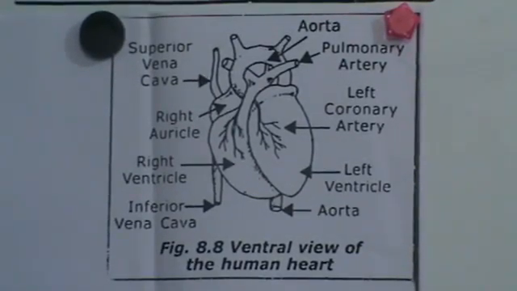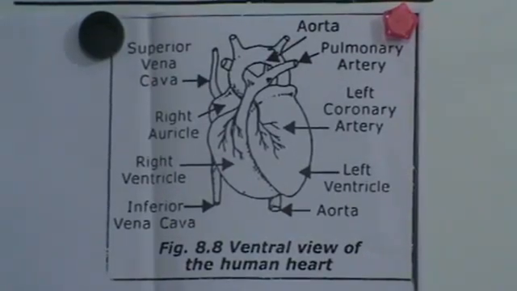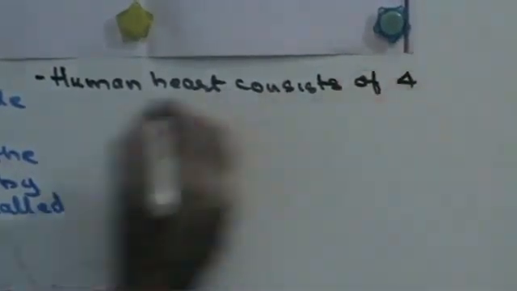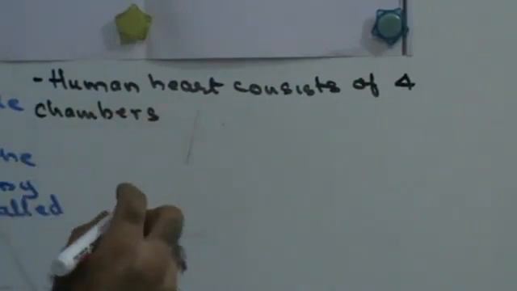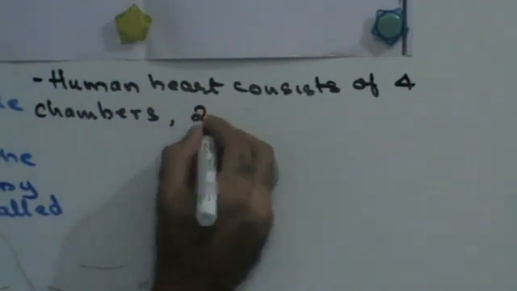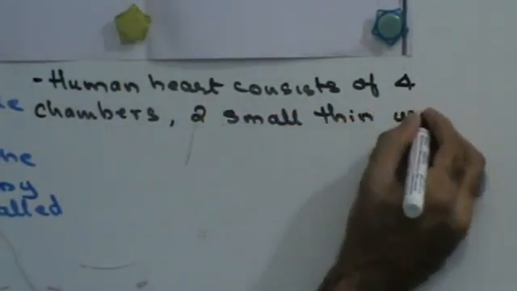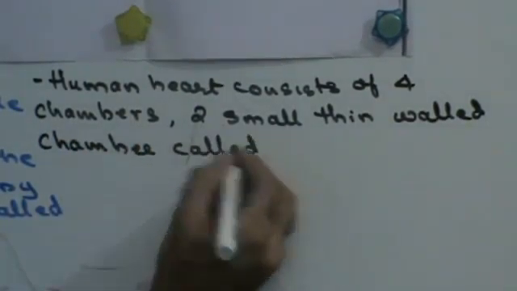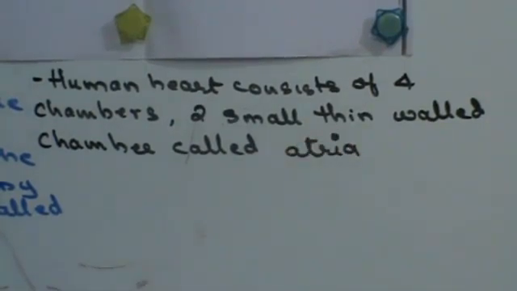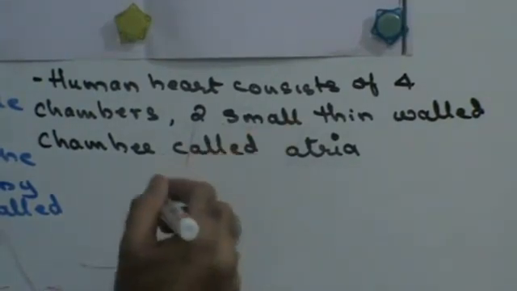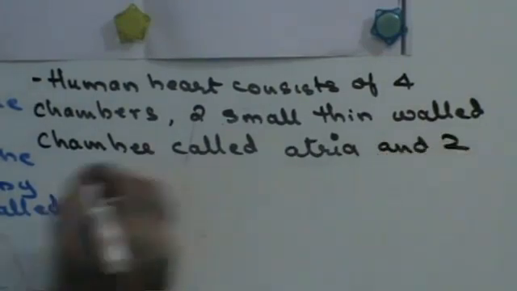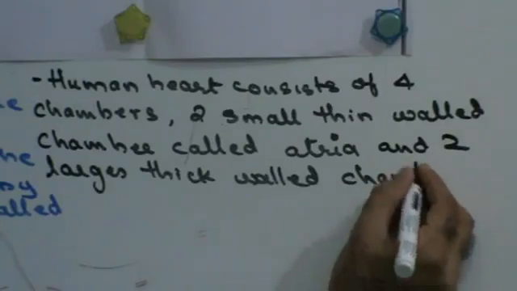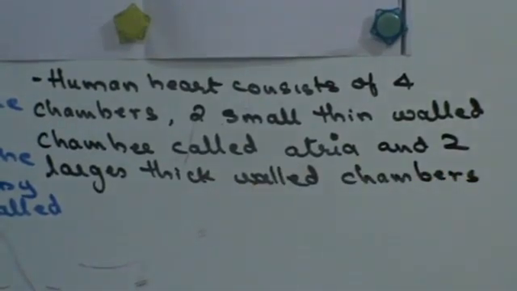Ventral view. I can say that the human heart consists of 4 chambers, 2 small thin-walled chambers called atria, and 2 large thick-walled chambers called ventricles.